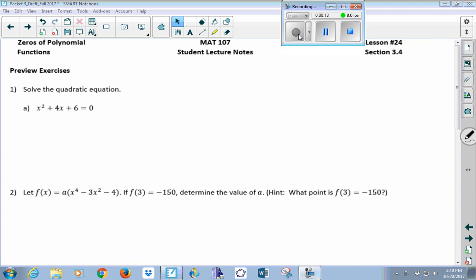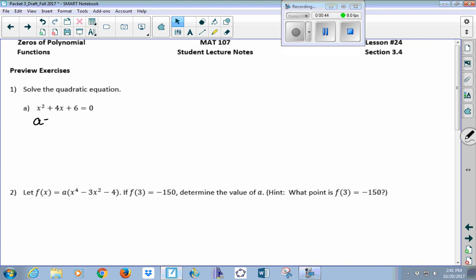So our preview exercises involve two problems here. The first one is a review of solving a quadratic equation. And so, as we know, the quadratic formula will solve any quadratic equation. But I always check to see if I can factor it because that's usually pretty quick for me. So I look at this and I say, are there factors of 6 that add up to 4? And my answer is no. So I have to use my quadratic equation here.